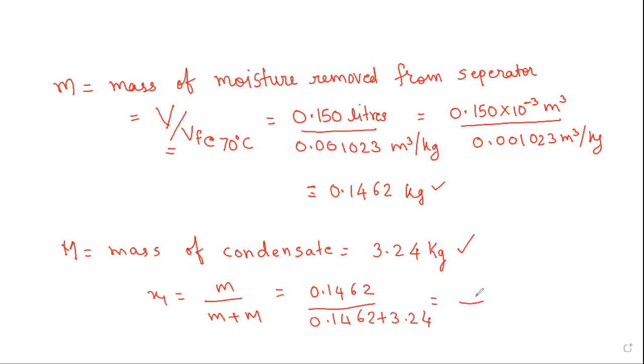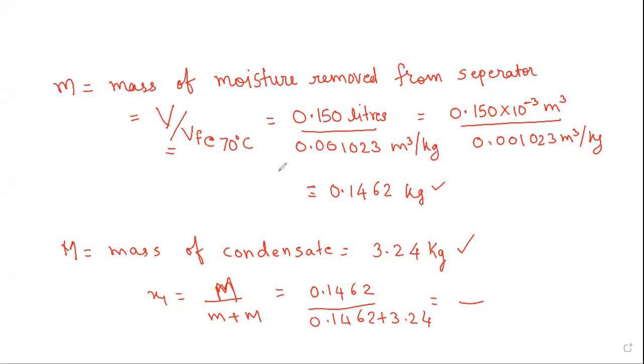So 0.1462 divided by 0.1462 plus 3.24. Okay, so the answer with me now is, okay, a small mistake I had committed here. This is to be capital M, sorry. So this is capital M upon M plus M.